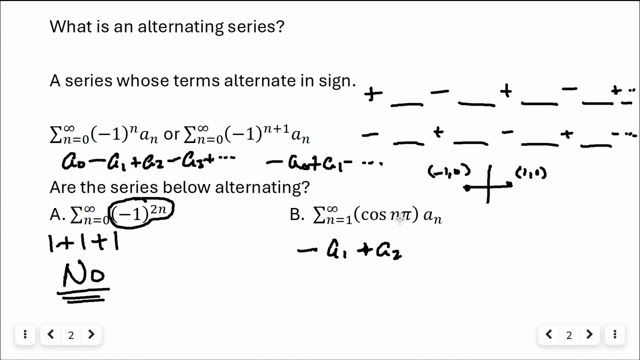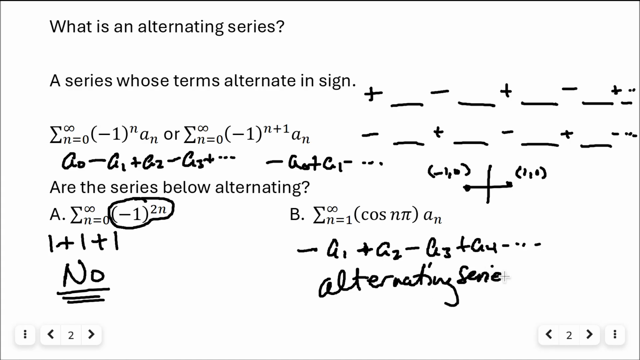If I plug in 3, now I'm at cosine 3 pi. 3 pi, that's 2 pi, that's 3 pi. I'm back at the negative 1 again. Negative a3. 4 would be 4 pi. 2 pi, 4 pi. Now I'm back over here. Plus a4. This is an alternating series. Just by looking at it, it doesn't look obvious that it's alternating, but in fact it is. And since it's alternating, there's a chance that you could use the alternating series test on it to determine its convergence. So with that, let's talk about that series test.